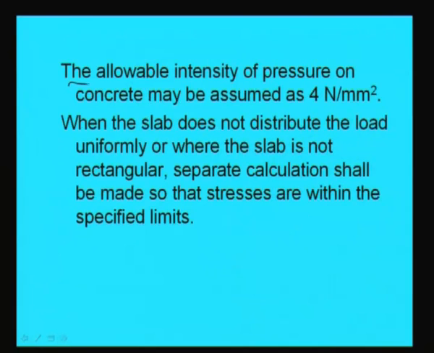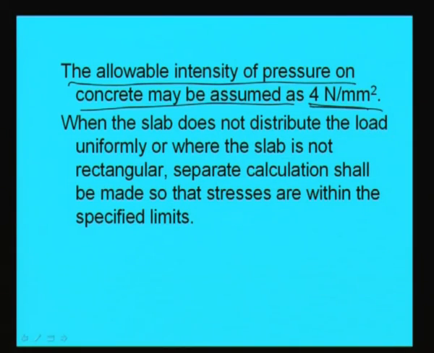Now the allowable intensity of pressure on concrete may be assumed as 4 Newton per millimeter square, because in general we assume 4 Newton per millimeter square as the allowable stress in concrete, the allowable intensity of pressure in concrete.